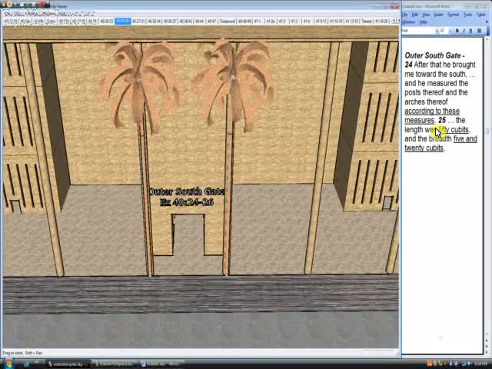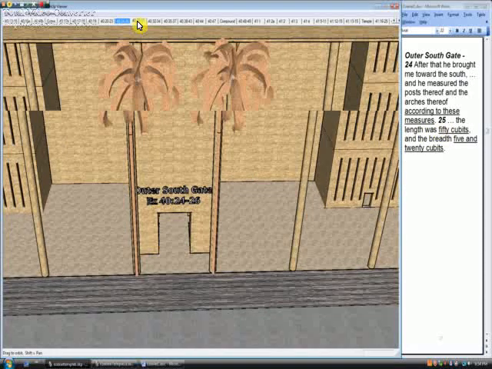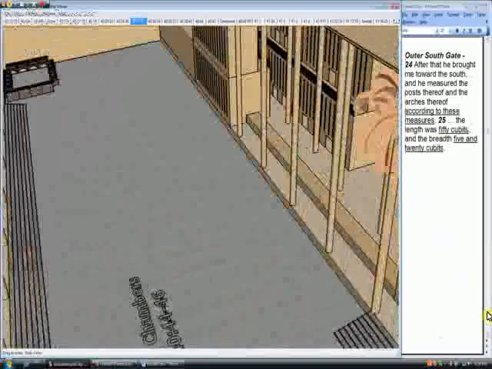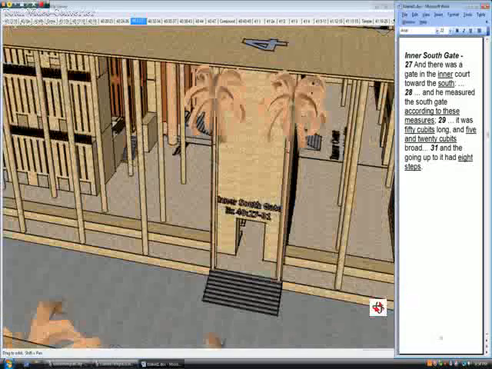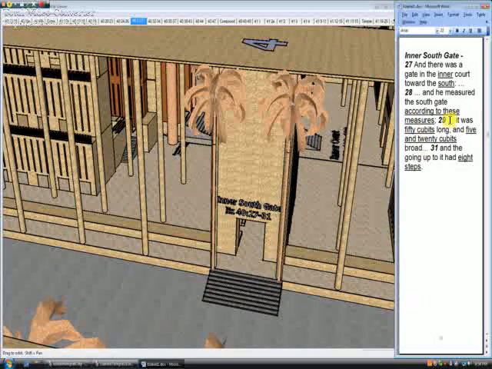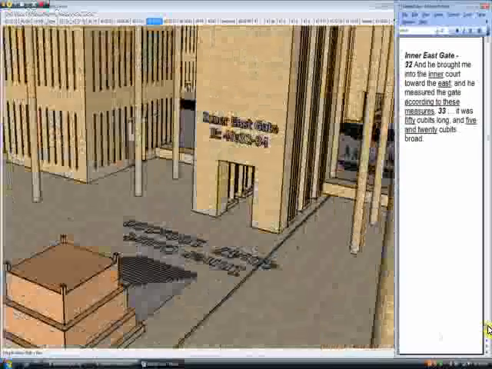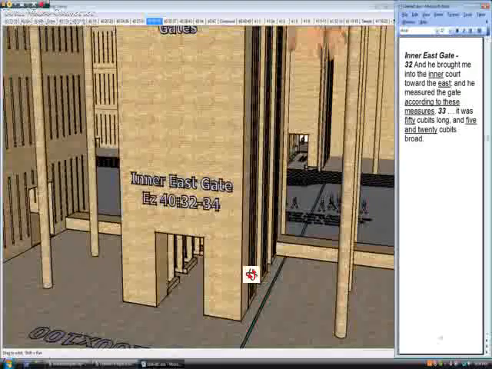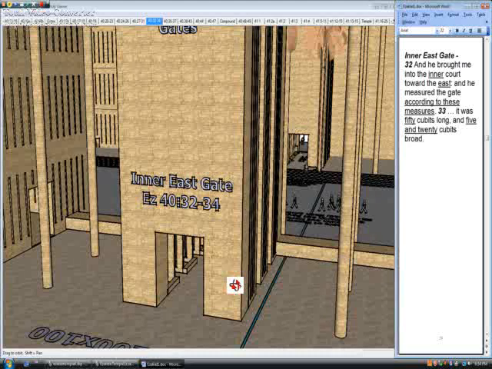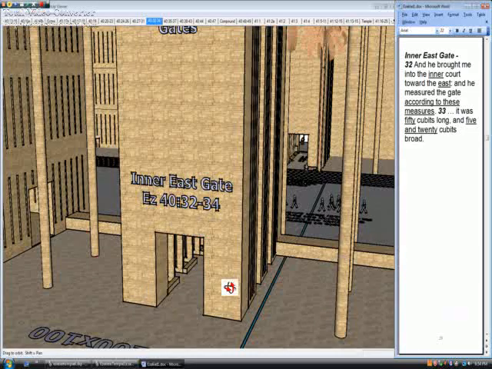And the south is according to the same measures, 50 by 25. The inner south is the same measures, 50 by 25, but it has 8 steps. The inner east gate, same measures. Notice there's no porch here on the inside, and there's no steps.